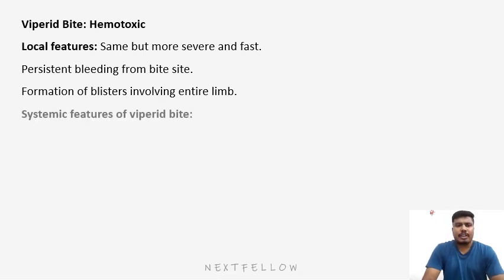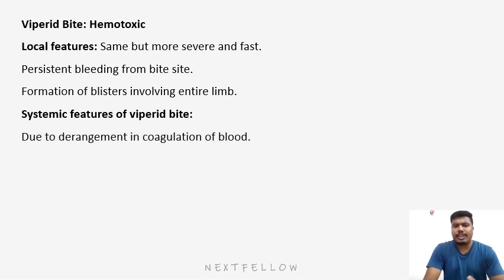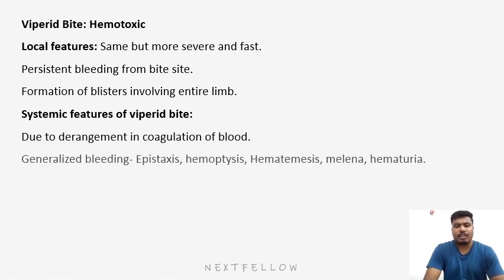Now we will discuss the systemic features. Due to derangement in the coagulation profile of blood, there is generalized bleeding from everywhere, like epistaxis, hemolysis, hematemesis, melena, hematuria, intracranial bleeding, and the death is mainly due to hemorrhage and shock.